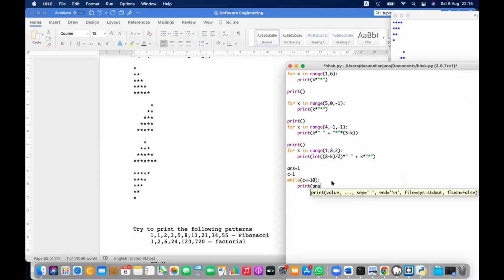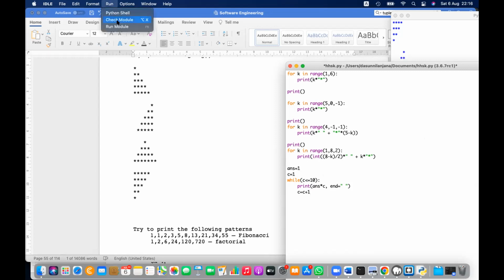answer multiplied by C, and let's end this with space, just put space to the next, and the next factorial is generated by C equals C plus 1. You are incrementing the C, the next factorial will be generated this way. This is what he has done.